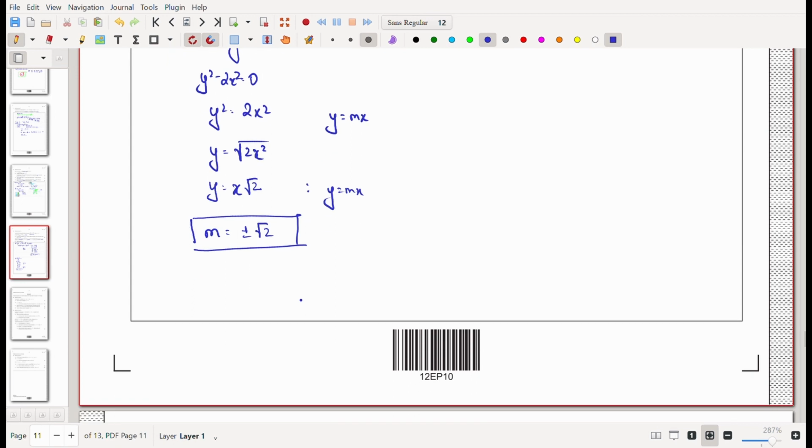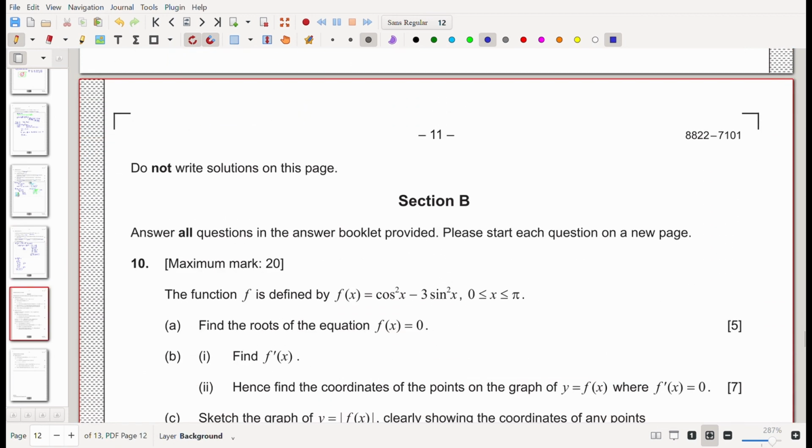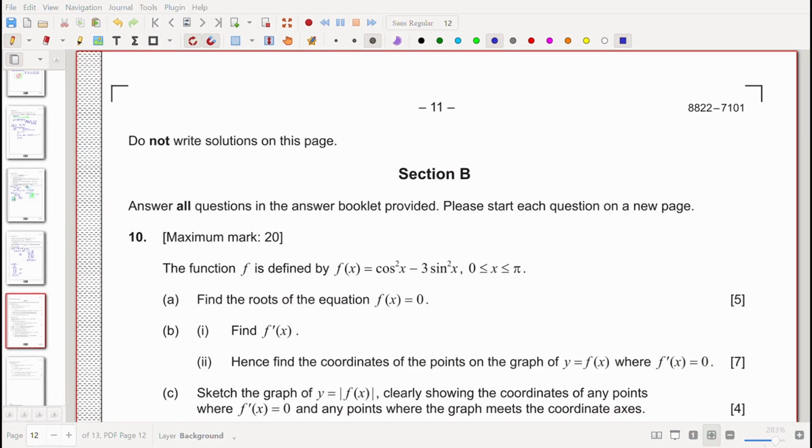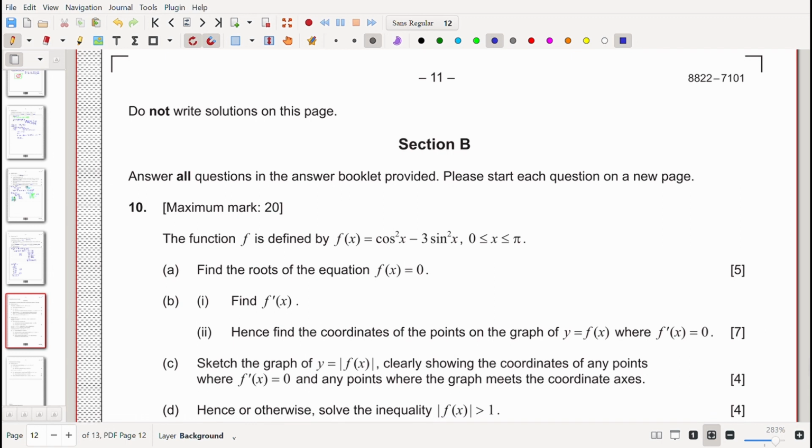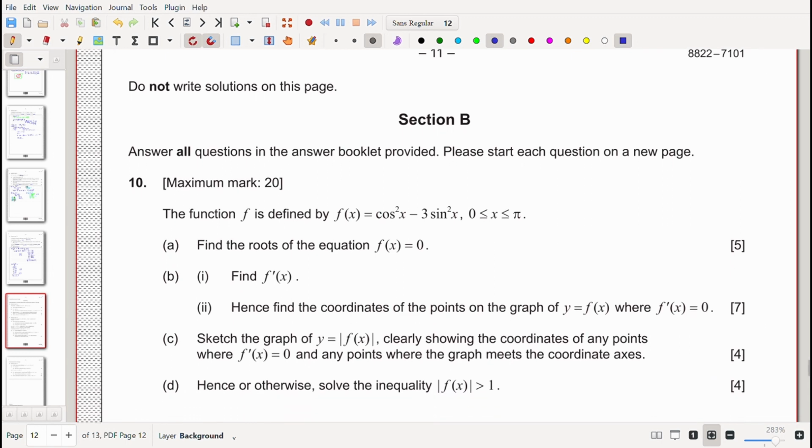And that's section A. Let's move on to section B, where we will try to solve questions in as little space as possible to see if we can actually get this done without using extra pages. So let's start off with 10 part A, finding the roots of this equation.